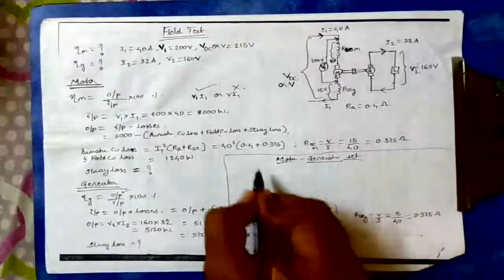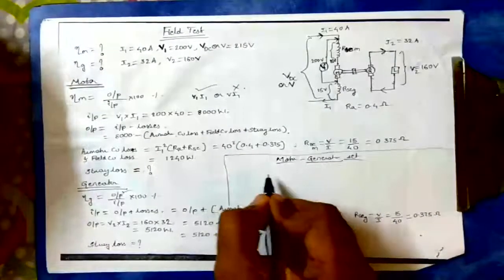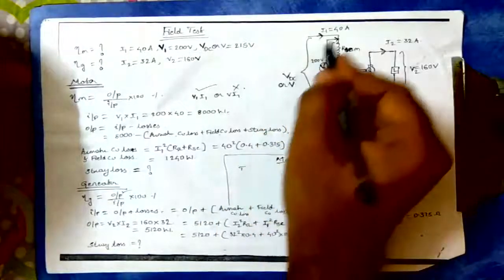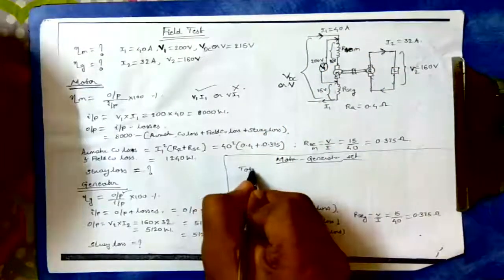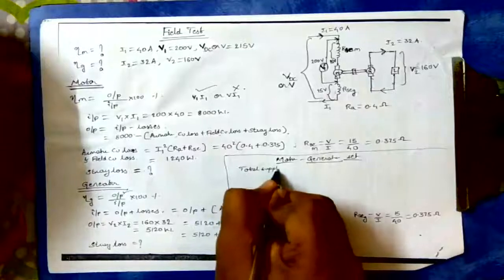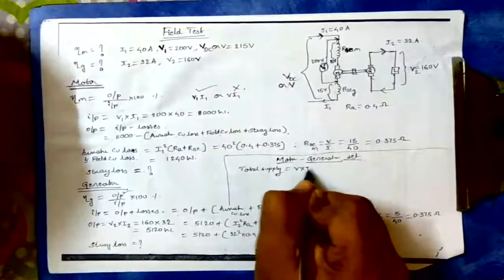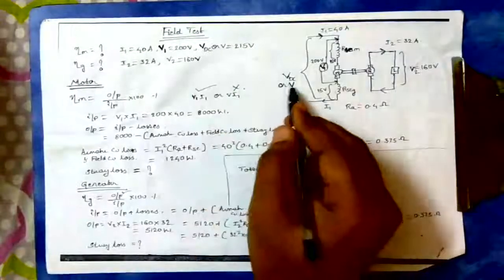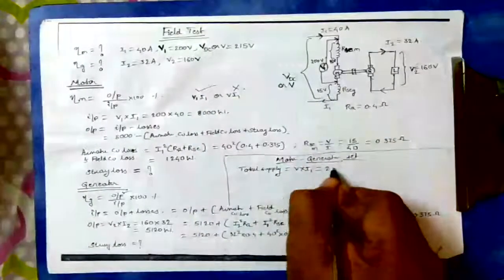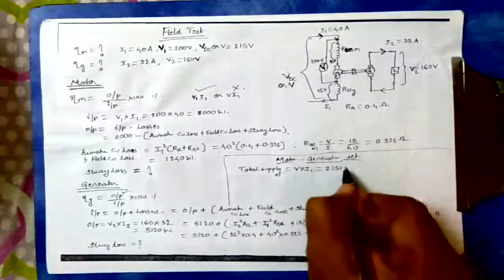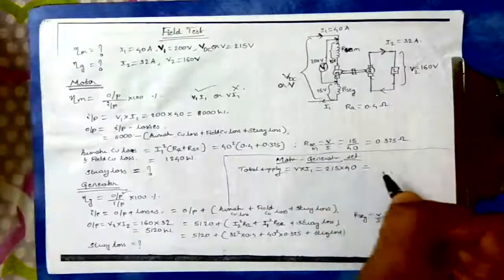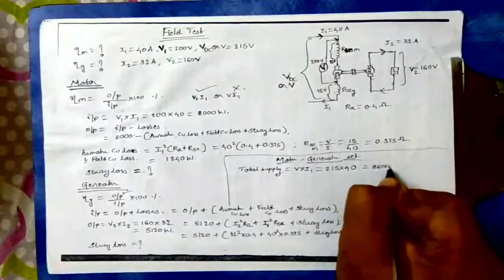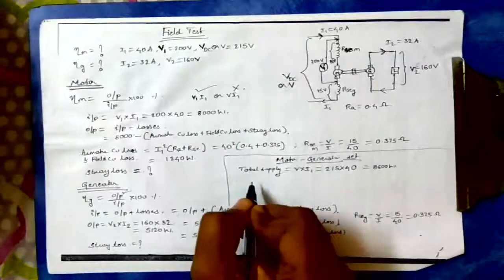For this we shall have power taken from the supply. Total supply means V into I1. V is already calculated, it is 215. I1 is 40. If you multiply both, it will be 8600 watts.